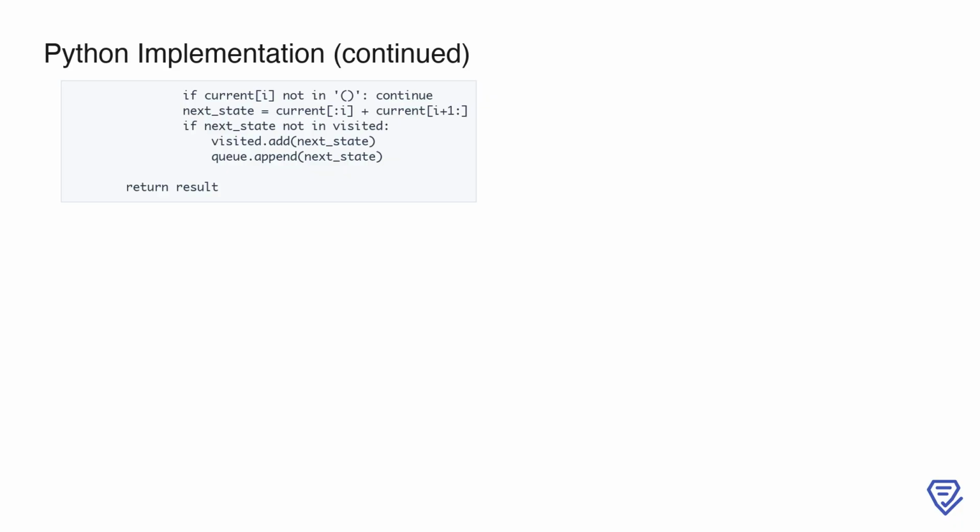Once the queue is empty, meaning all potential states have been processed, we return the result list containing only the valid strings. This algorithm ensures we find all valid configurations with minimal removals, leveraging breadth-first search to prioritize results with the smallest number of changes.